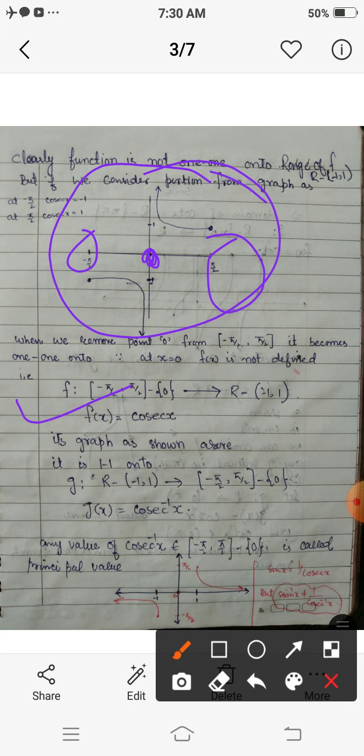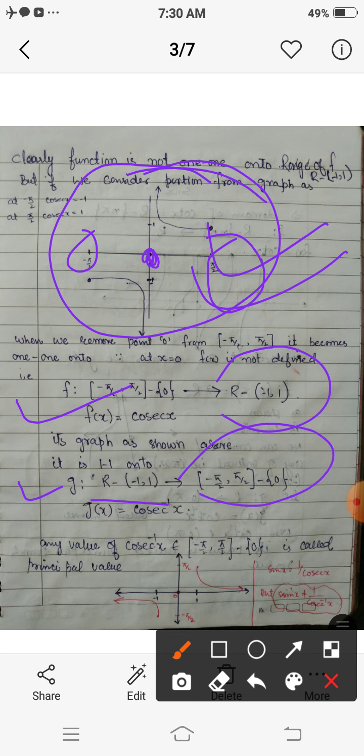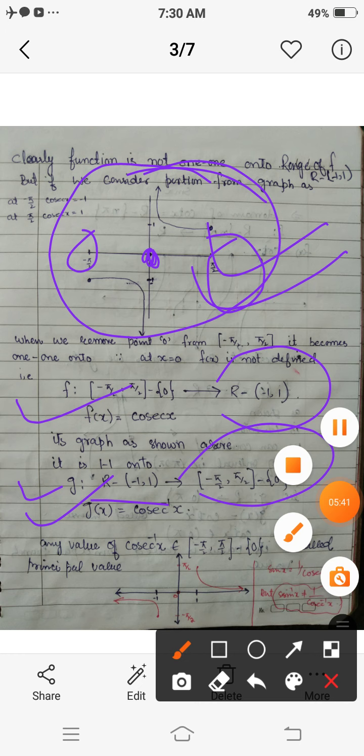Its graph is this, and it is one-one onto. When it is one-one onto, its inverse exists. So when we consider the function from the codomain of this function, that is from R minus the interval (-1, 1) to the interval [-π/2, 0) defined by g(x) equals cosec inverse x, this is the inverse of this cosec x.